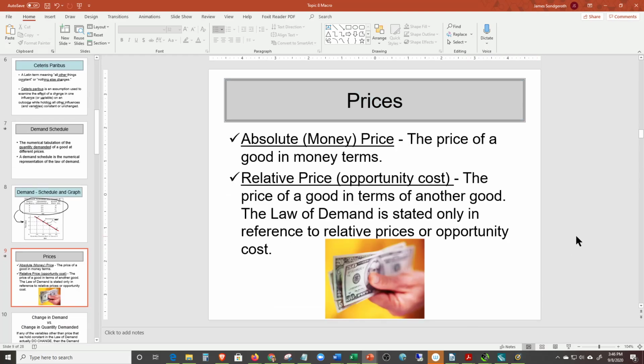So let's go to prices, and now we're going to make a big point about this. The absolute price is what we usually think in terms of. For example, maybe a quart of milk costs $1.50. That's in absolute money terms. But the relative price, that is the opportunity cost, is the price of a good in terms of another good, or all other goods, really. And the law of demand is really stated with this in mind.